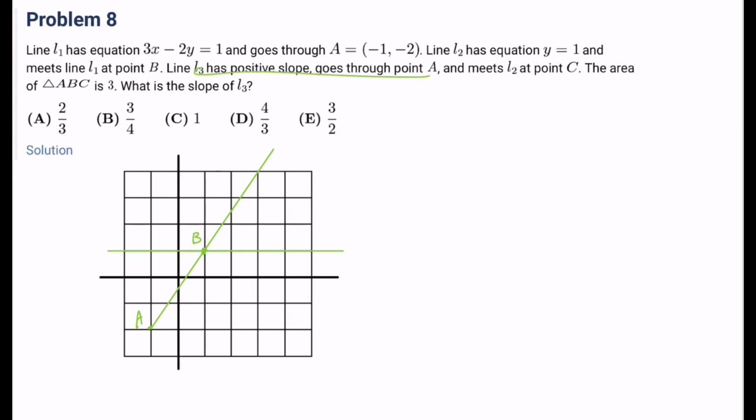And then line L3 has positive slope, goes through point A and meets L2 at point C. So that line is going to go from A, and since the area is 3, it's going to go like that, right? Because if you look at this triangle, this is the base and this is the height, so for the area to be 3, this times this should be 2 times 3, which is 6. That's why this length is 2. And the slope of L3 is just rise over run, 3 over 4. That's our answer. It's B.